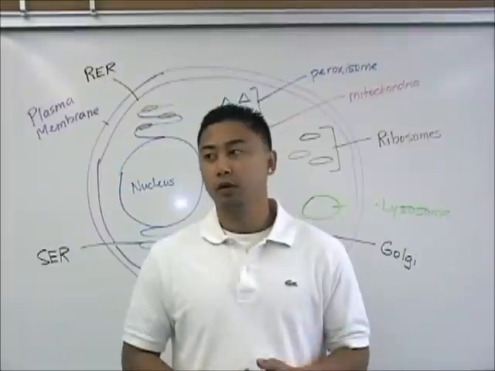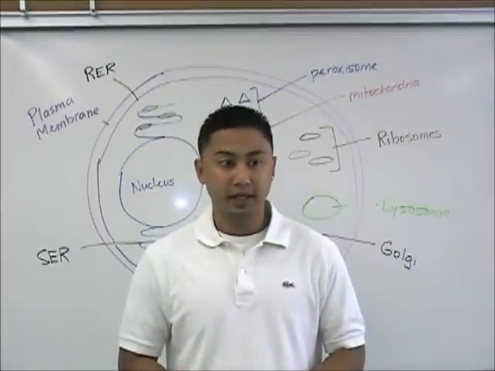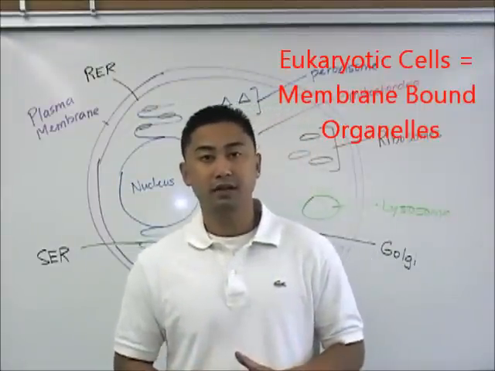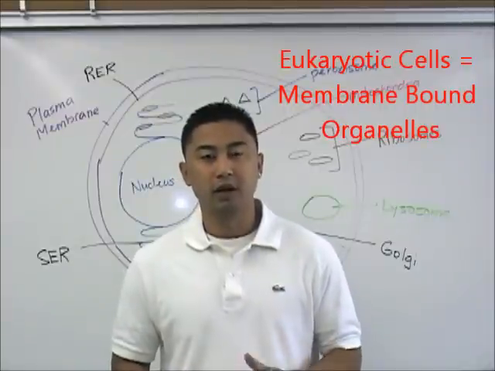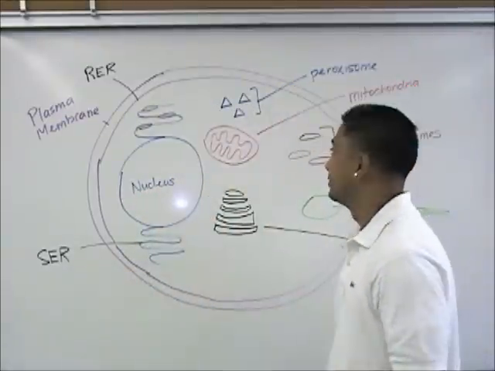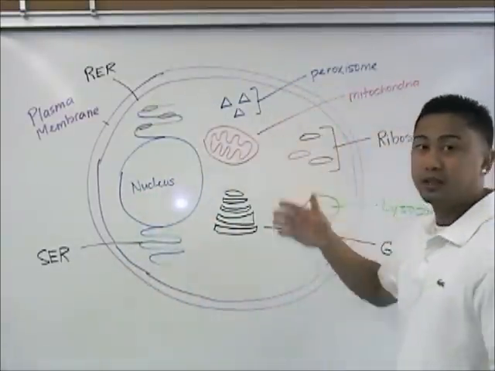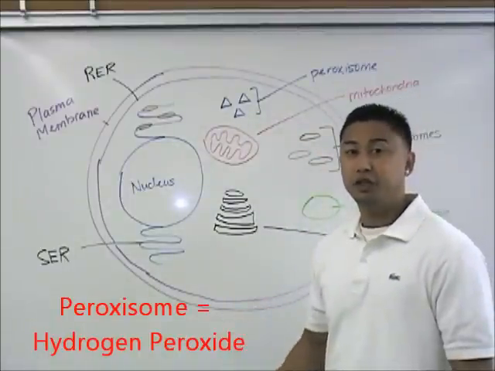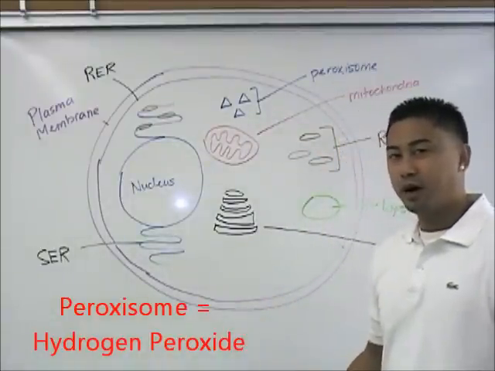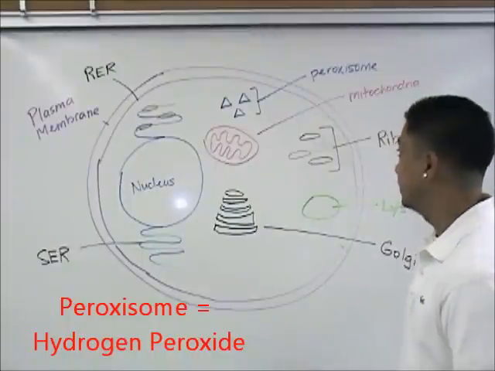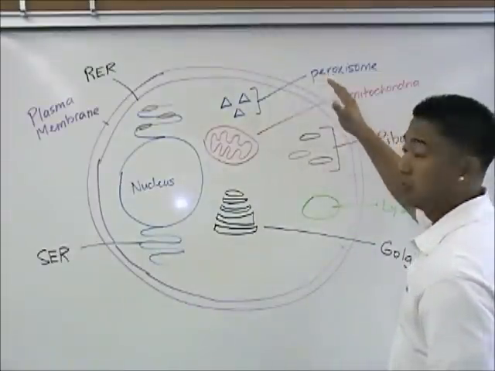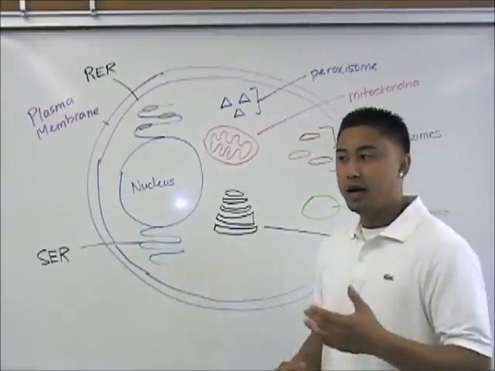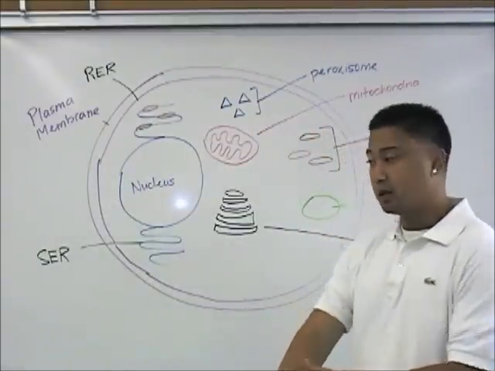Okay? What is the difference between a prokaryotic cell and a eukaryotic cell? One of the differences is that eukaryotic cells have membrane-bound organelles. Let's go over the organelles. One of them is the peroxisome. Peroxisome has H2O2, which is known as hydrogen peroxide. It's almost like water, except it has an extra oxygen. Hydrogen peroxide can be used as an antiseptic on cuts.